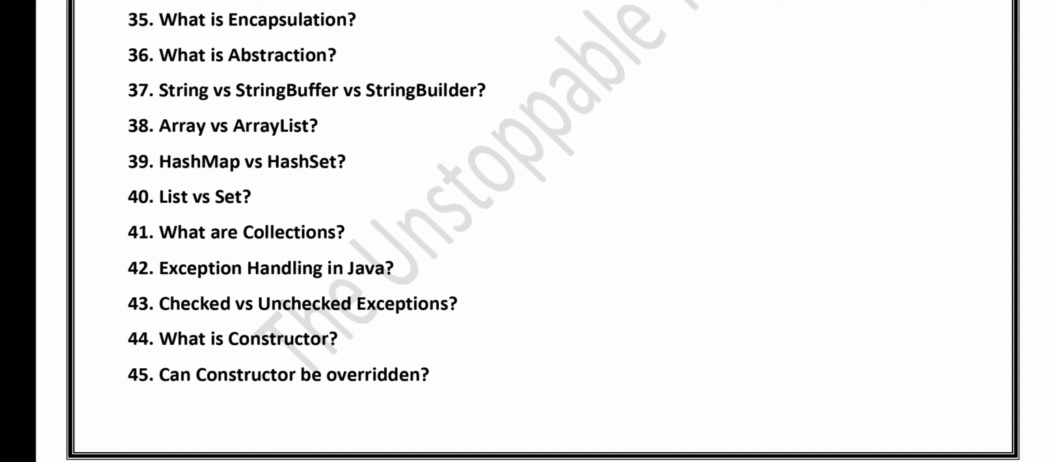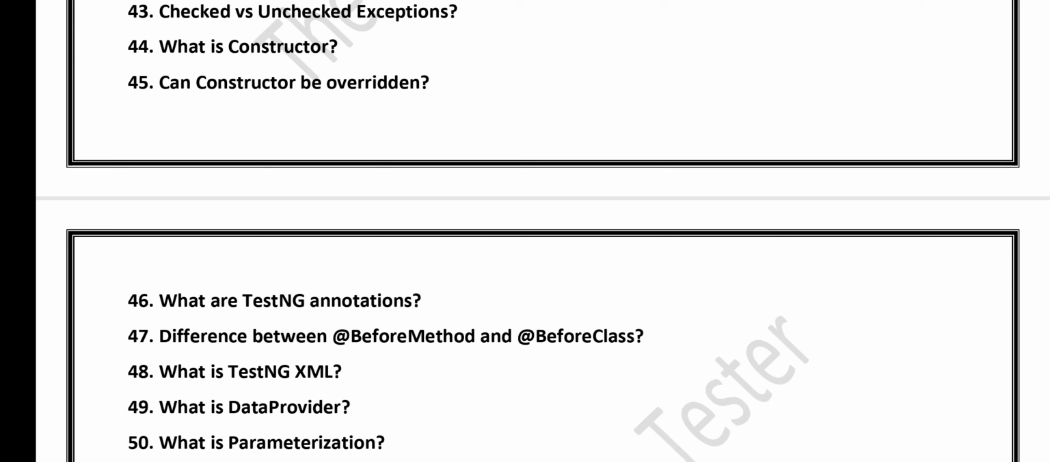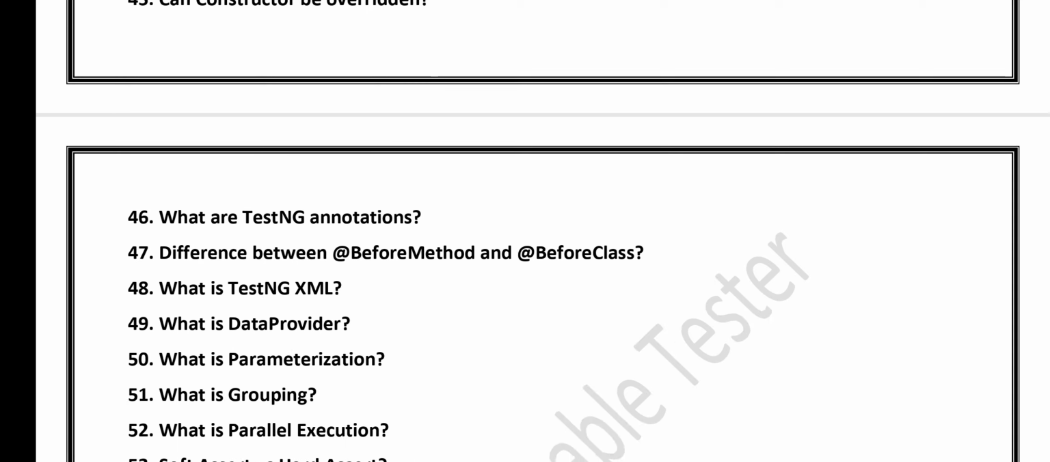Difference between array versus array list, hash map versus hash set, list versus set. What are collections? What do you know about exception handling in Java? And the difference between checked and unchecked exceptions. What is constructor? Can constructor be overridden?